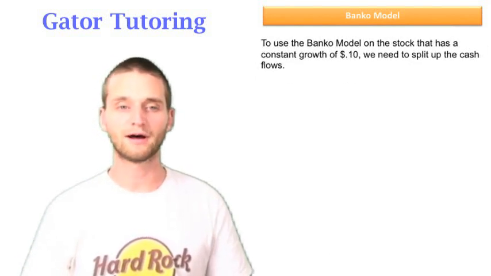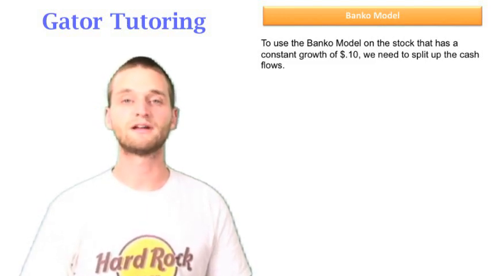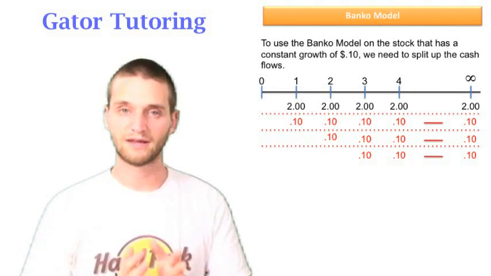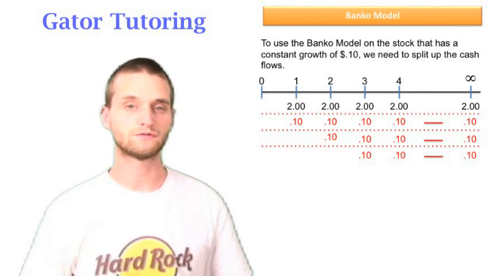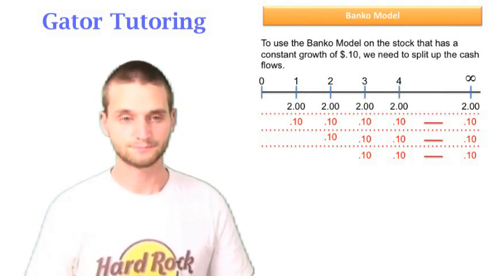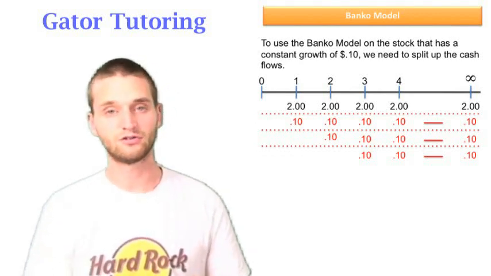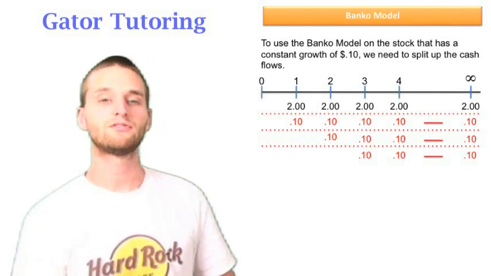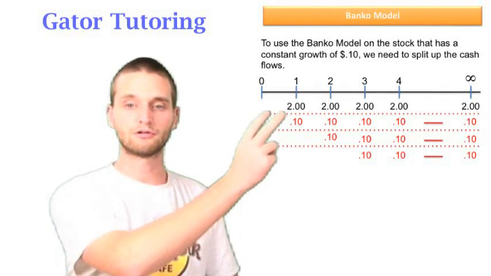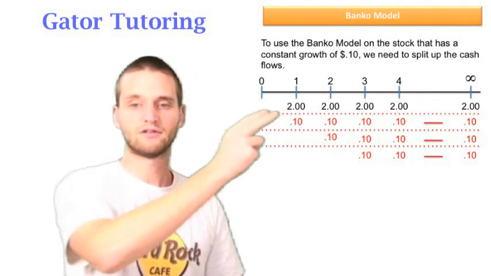To use the Banko model on the stock that has a constant growth of 10 cents, we need to split up the cash flows. So the $2 began in year 0. We don't get that cash flow, that's just used as a reference point. And it's growing at 10 cents each year. So in year 1, there's a total of $2.10. In year 2, $2.20. But as we can see, we've split it up into its constituent parts. The original $2 dividend is still present in each year, so we're just splitting that up into this top row.